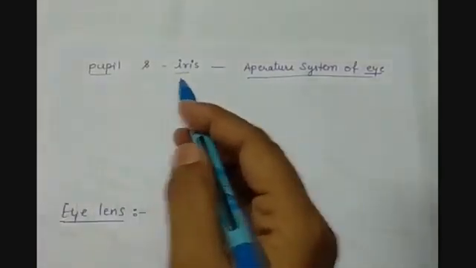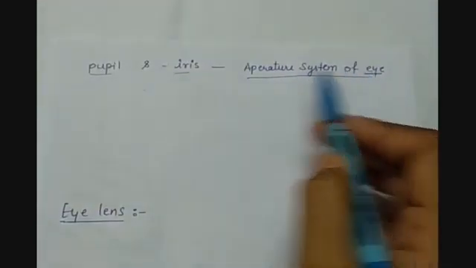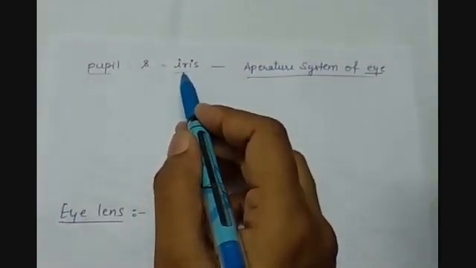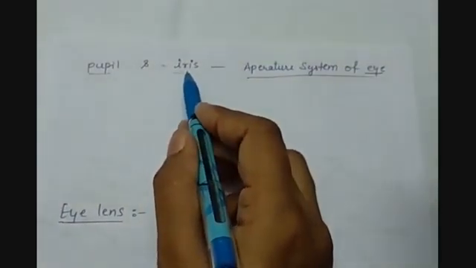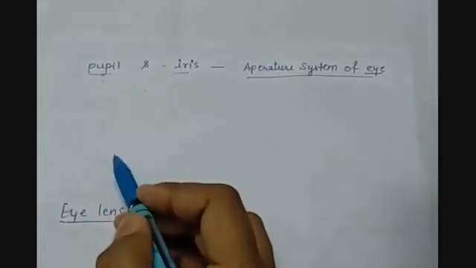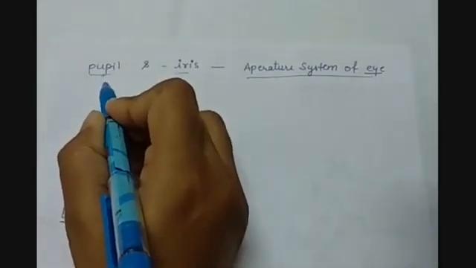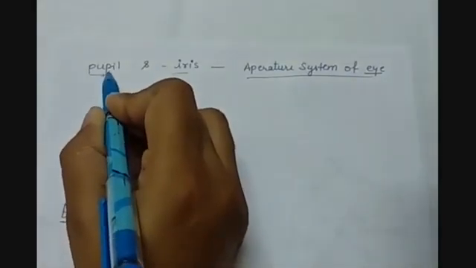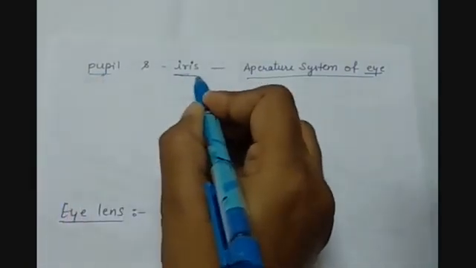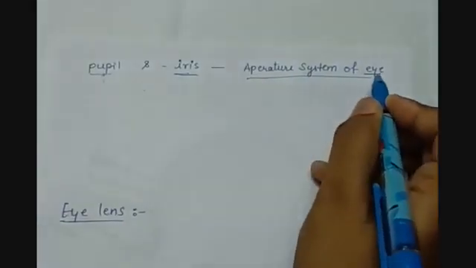Pupil and iris together perform as aperture system of eye, because iris regulates and controls the amount of light entering inside the eye by increasing or decreasing the size of pupil. So the size of pupil is increased or decreased with the help of iris. So they are performing as aperture system of eye.